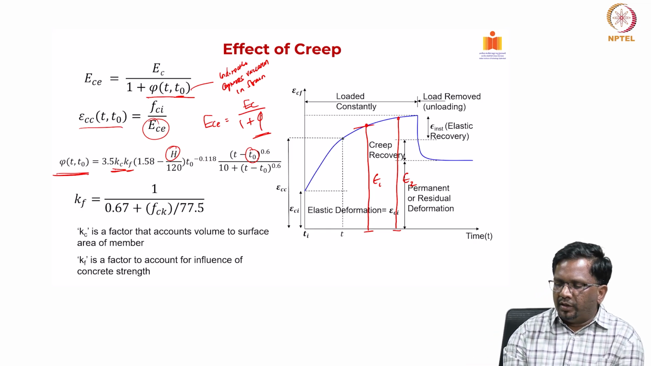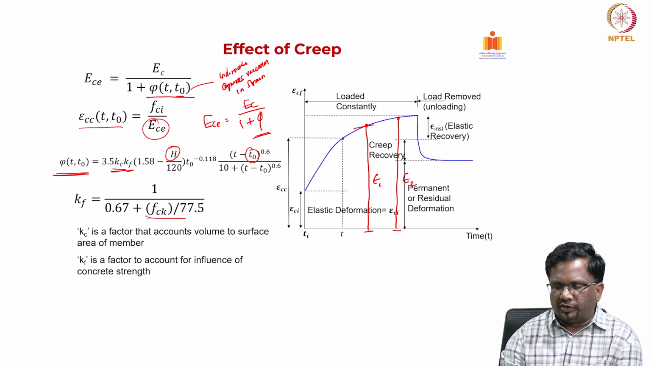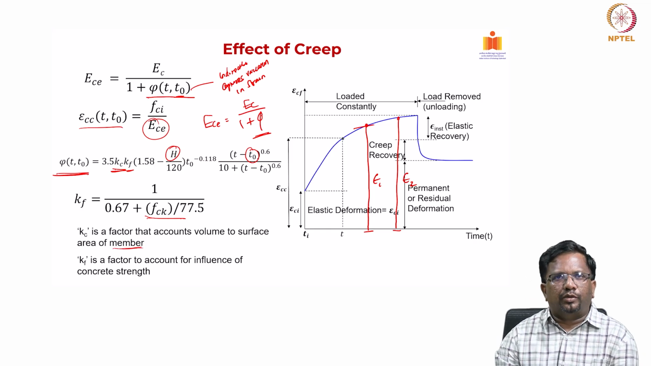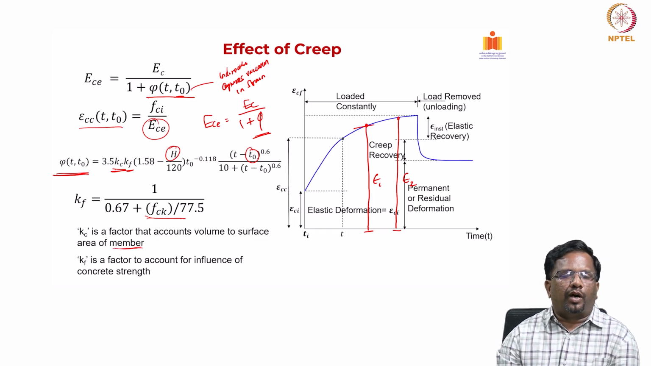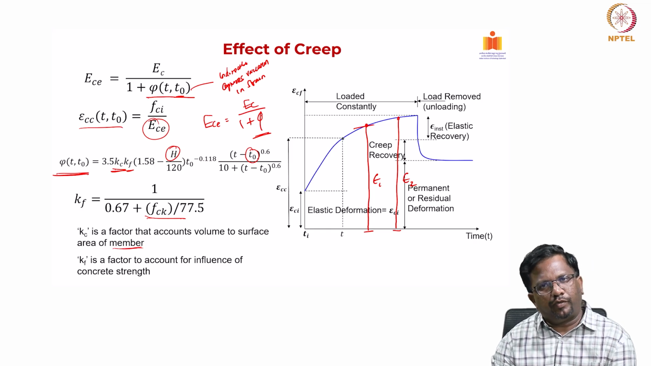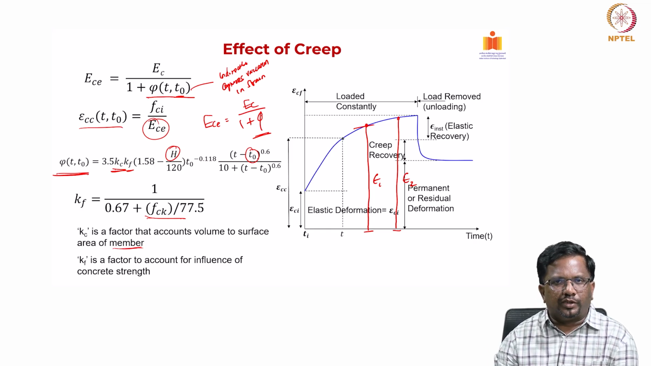Now, you can see this is the strength of the concrete. The higher the strength of the concrete, Kf will be less again. Similarly, Kc is a factor that accounts for volume to surface area. As you can see, surface area is coming in the denominator, right. So, if you have a larger volume to surface area, you will tend to have lesser creep.